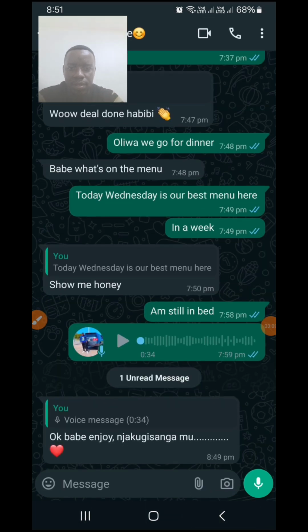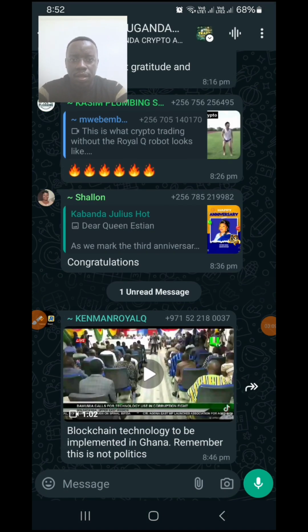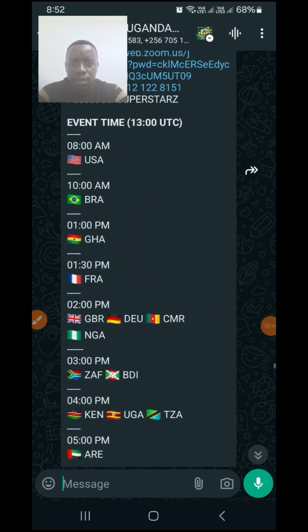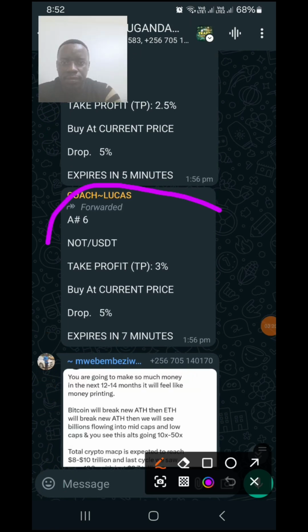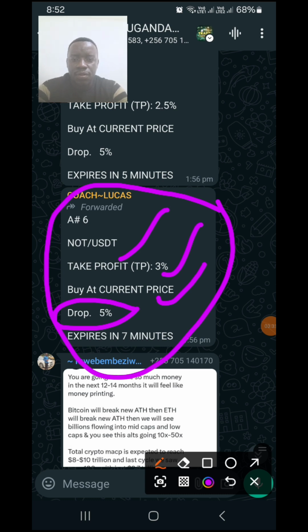I want to show you in these groups, when they send signals. Let me say they have sent us a signal like this one. You trade note, take profit, this one at current price, and this is the call drop. So this one expected the coin to drop 5%, negative 5%.